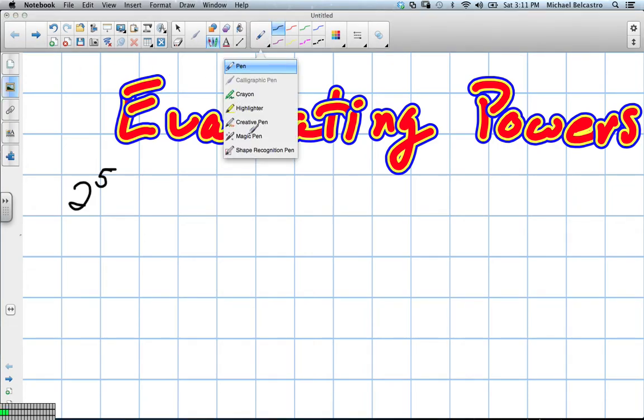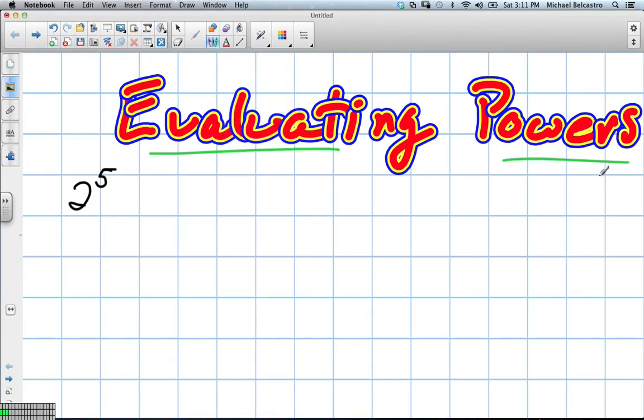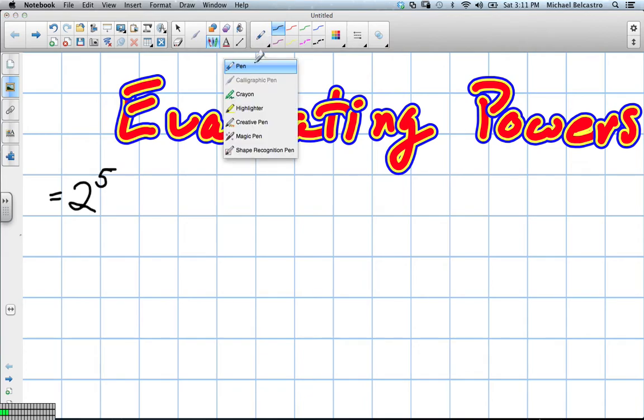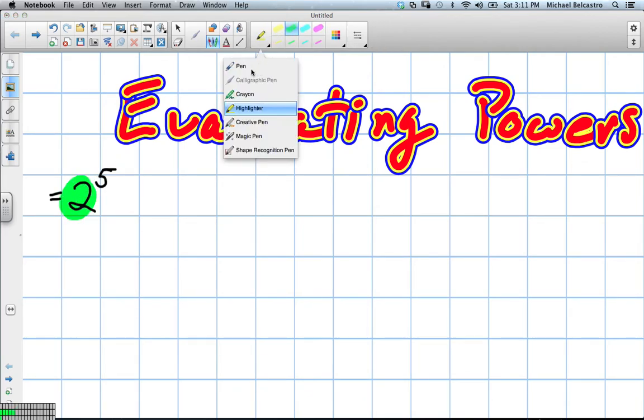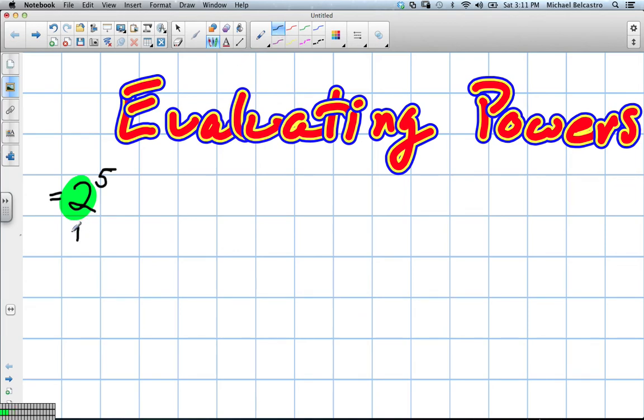So we're going to go over evaluating powers, okay? And what we have here is an exponent. That's an exponent question, and we just got to go over a couple definitions. First of all, the larger number is the number 2. Do you happen to know what that's called? 2 is the base. That's right. So this here is considered the base of an exponent.